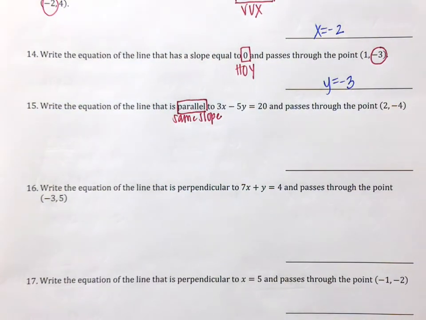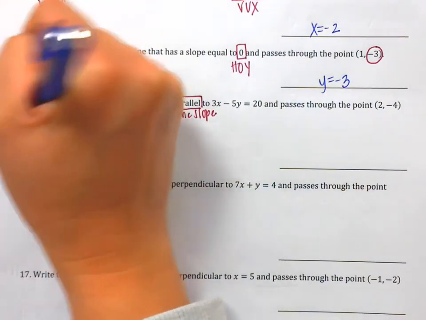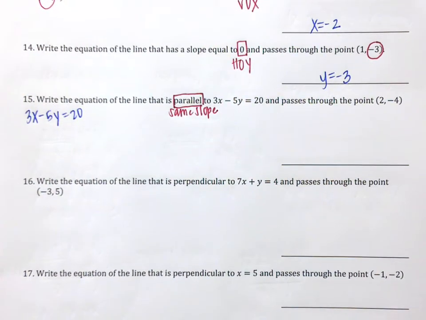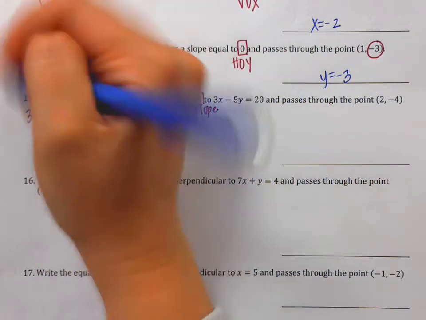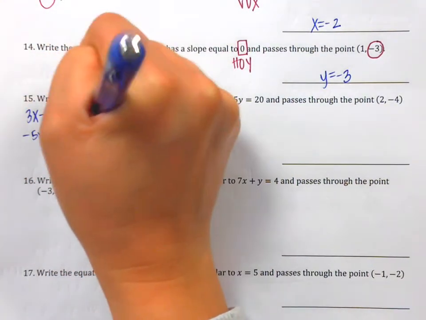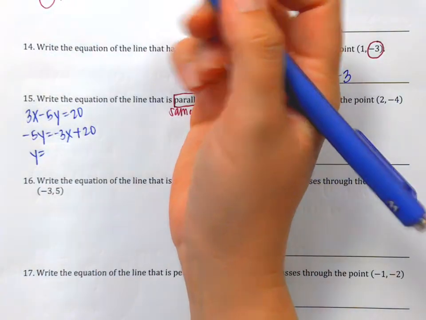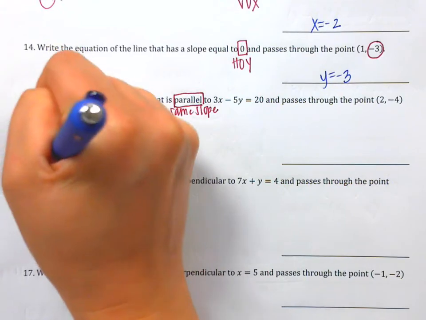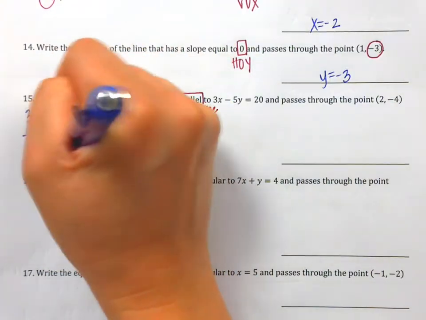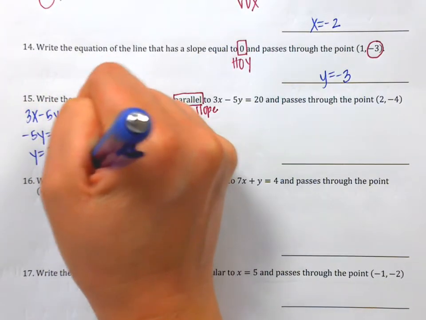So what I'm going to do is rewrite it in y equals mx plus b form. So 3x minus 5y equals 20. All I need to do is get y by itself. Subtract 3x. Divide by -5. -3 divided by -5 is positive 3/5. And 20 divided by -5 is -4. Now the slope, because that's all I care about, is 3/5.